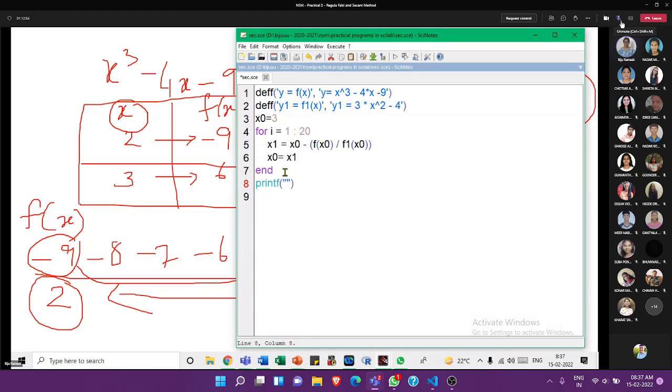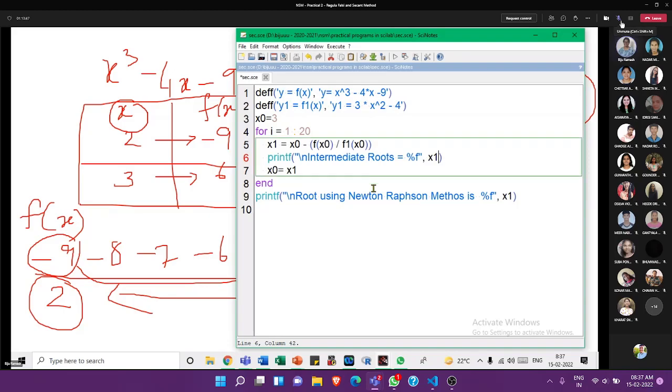So you go for printing the root using Newton Raphson. You want to see the intermediate roots? Please go for seeing the intermediate roots. printf, backslash, intermediate roots. Okay, so you want to see the intermediate roots.